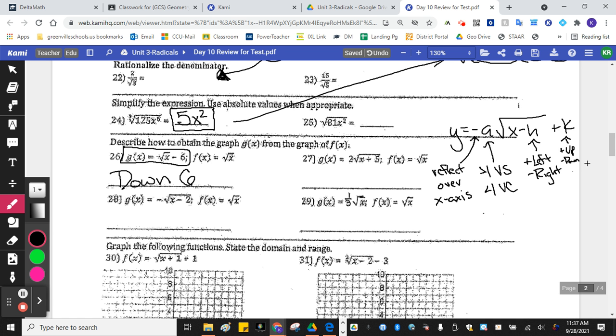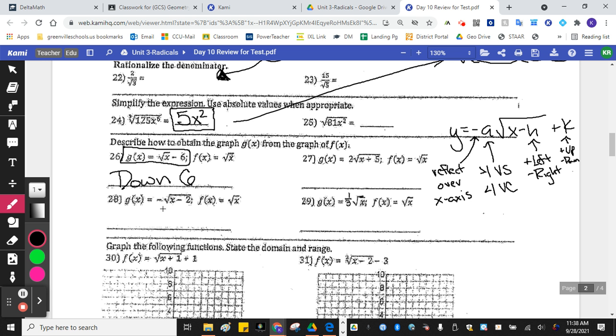Great. Is this what we did? Can you move back there? I should have said that a long time ago. Is this what we did at the beginning? This is what we did last chapter in parent functions, and then this was last Friday's work as well.